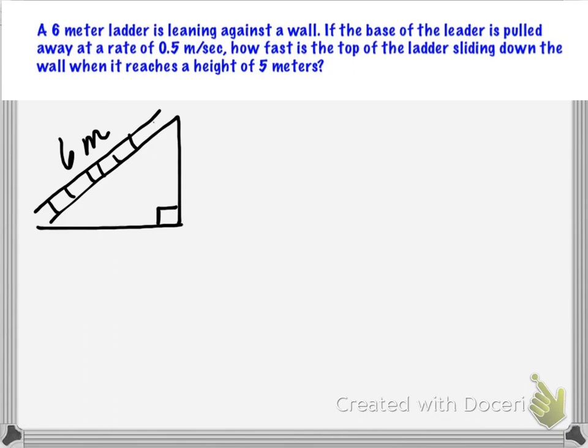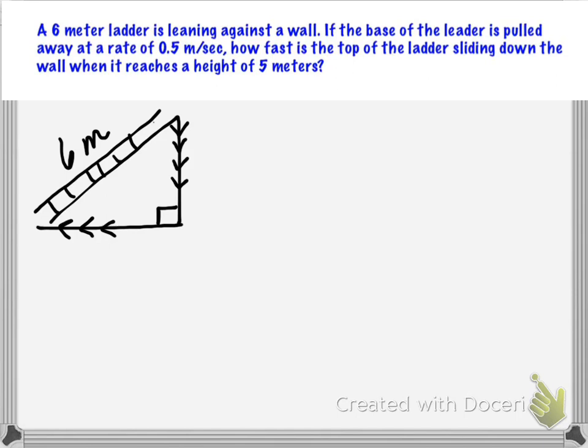However, it says that the base of the ladder is being pulled away from the wall. So the base of the ladder is going to be moving this direction. And as that happens, that means that the top of the ladder is going to be sliding down the wall, moving this direction. So I always like to add arrows to indicate direction of movement on my diagram. Therefore, both of these quantities are changing.